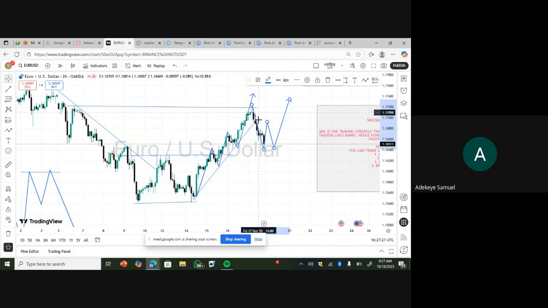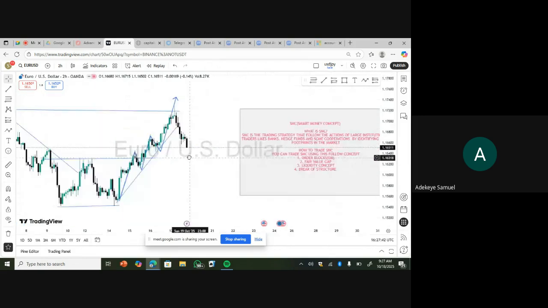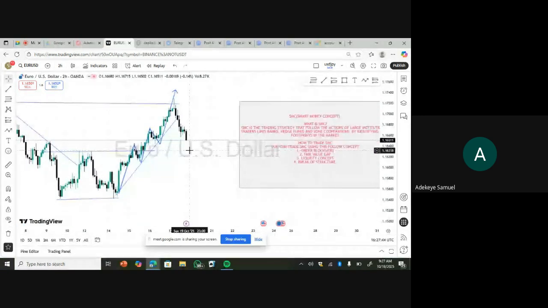But the current candlestick, the current move here, is sell. Sellers are the ones in control of this market now, because there is no buy confirmation yet. All right, so that's how to identify the structure and how to use the SMC strategy to make money in financial markets.